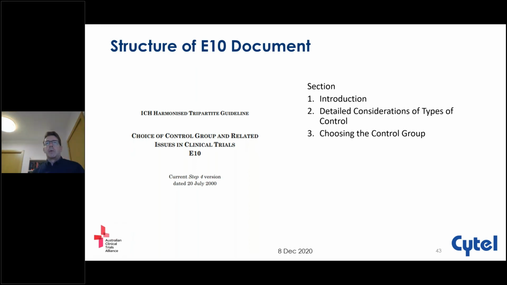It's not a big document. It's got 3 sections: introduction, considerations for the type of control, and choosing the control group. The most interesting and useful part of this is that there is a table in this document that talks about the pros and cons of different control groups. And actually there's a flow chart at the end which talks about how to decide on the control group that you would be expected to go through.